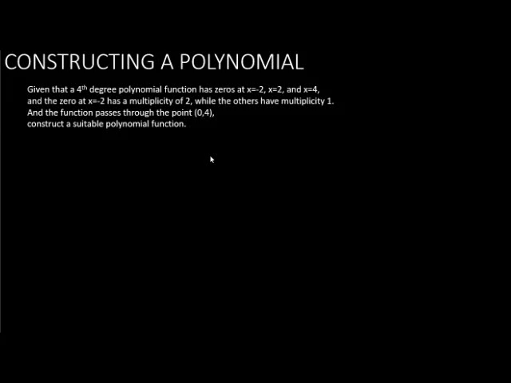Here we'll construct a polynomial based on a verbal description rather than a graph. We're given a fourth degree polynomial, and we're also given that the zeros are x equals -2, x equals 2, and x equals 4.